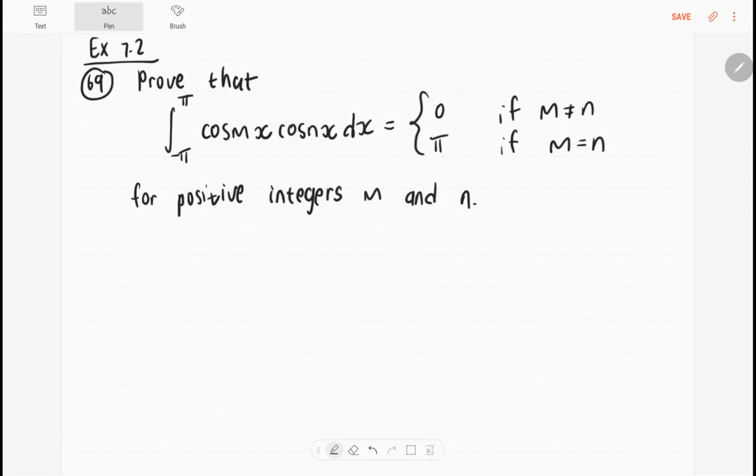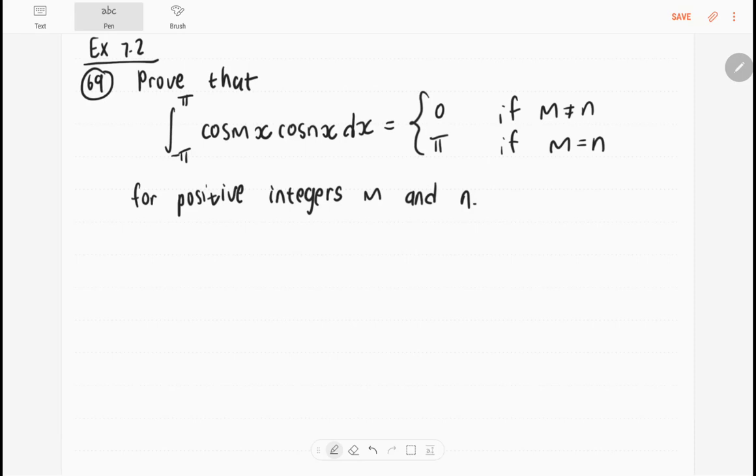So lastly, we are going to look at exercise 69 under section 7.2, and it says to prove that the integral from minus pi to pi of cos mx multiplied by cos nx dx is 0 if m is not equal to n, and pi if m equals n for positive integers m and n.